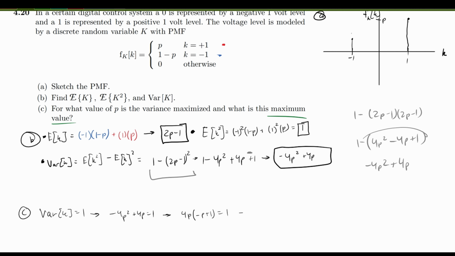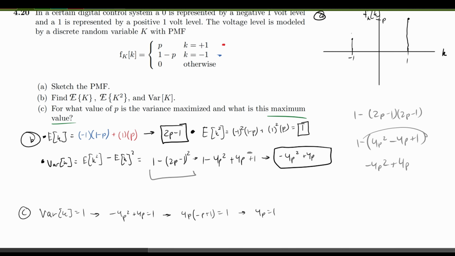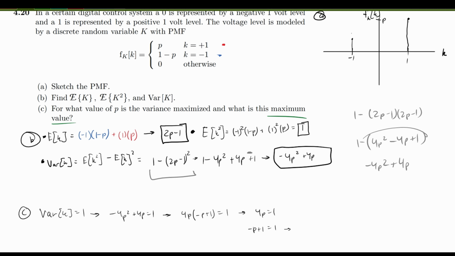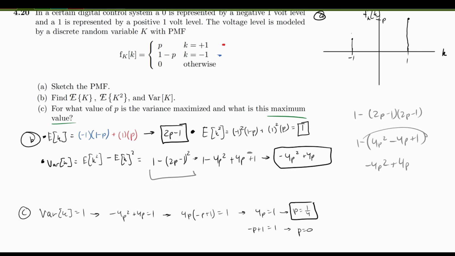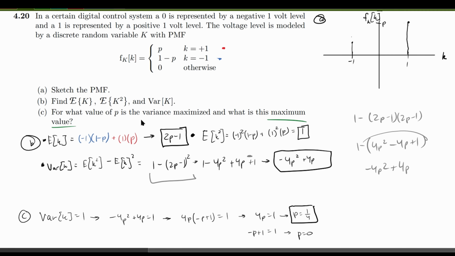It's equal to 1. We have 4P is equal to 1, and we have negative P plus 1 is equal to 1. So with something like this, we can just multiply everything by negative 1. And if you do that, we'll get P is equal to 0 here, and then we're also going to get that P is equal to 1/4 here. And because P is equal to 1/4 here, we're going to take this as the maximum value over our 0. So that's how we would look at this problem and how I would go about solving for it.